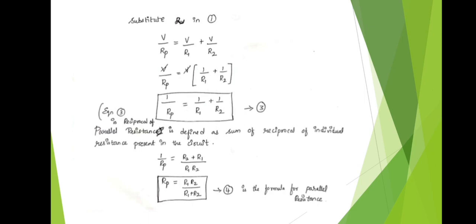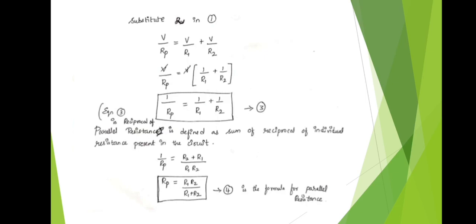We are getting the equation in fraction form, so we are going to convert it into a normal value. So for 1 by Rp we take the LCM. The LCM is R1 R2. In the numerator we add R2 plus R1. 1 by Rp equals R2 plus R1 divided by R1 R2. We need the value of Rp, so take the reciprocal. So Rp is equal to R1 R2 divided by R1 plus R2.